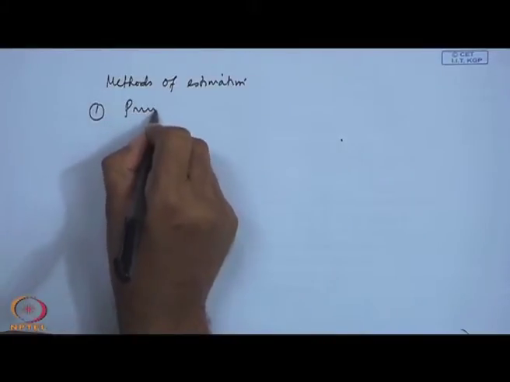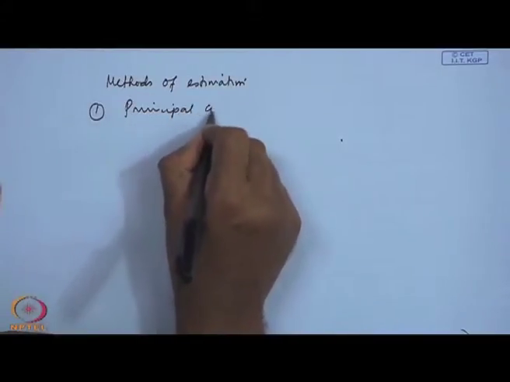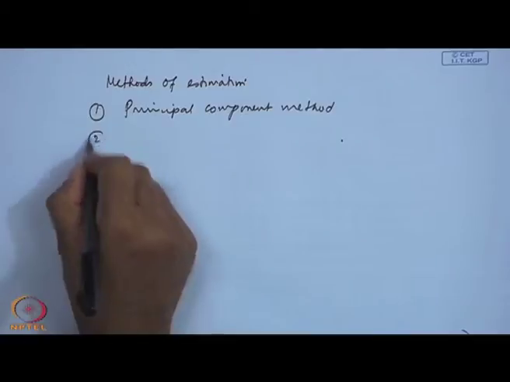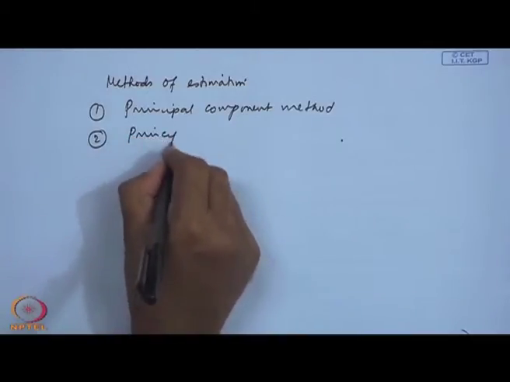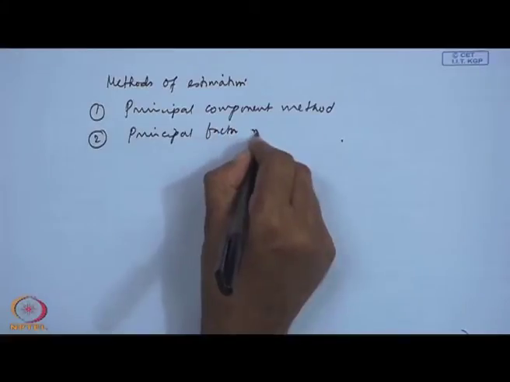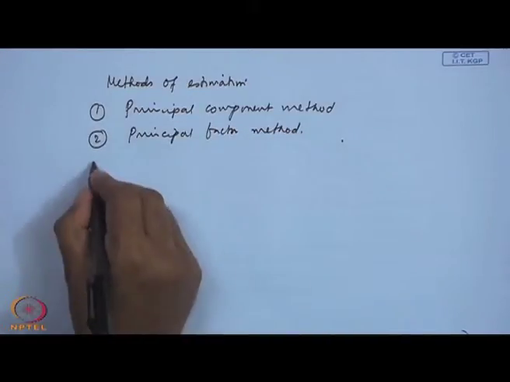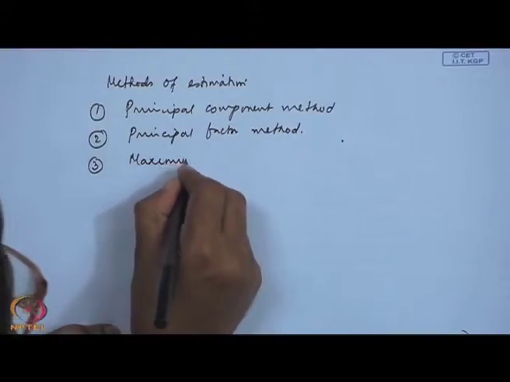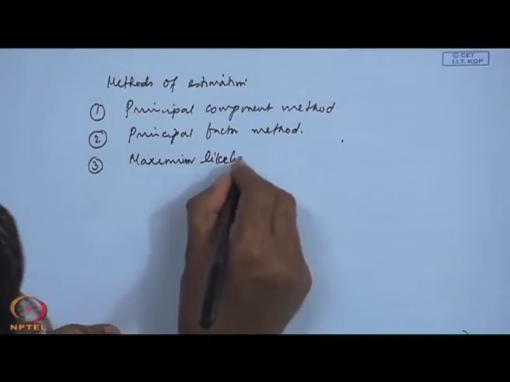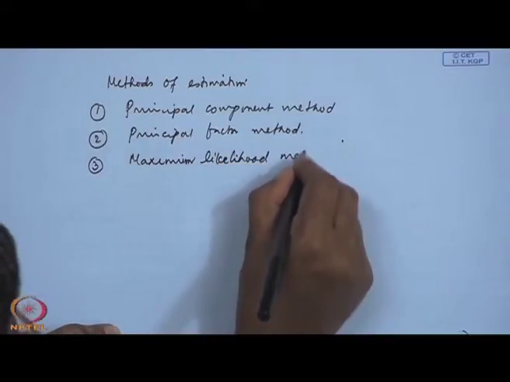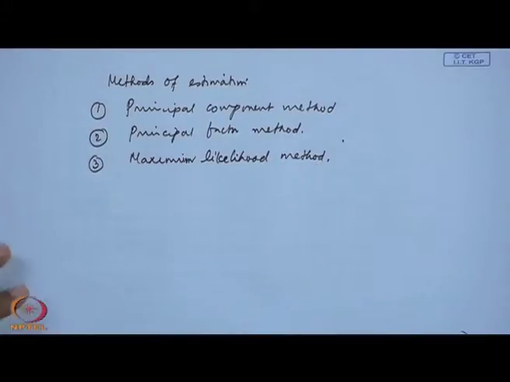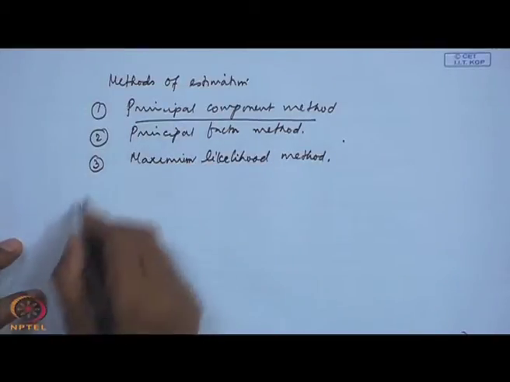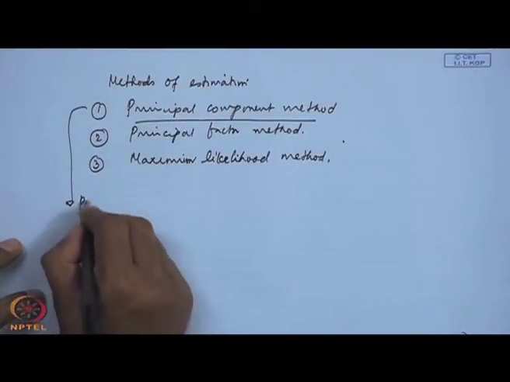First one is the principal component method. Second one is the principal factor method. And third one is your maximum likelihood method. Okay. First we describe the principal component method. It is similar, it is basically what you have done in PCA.